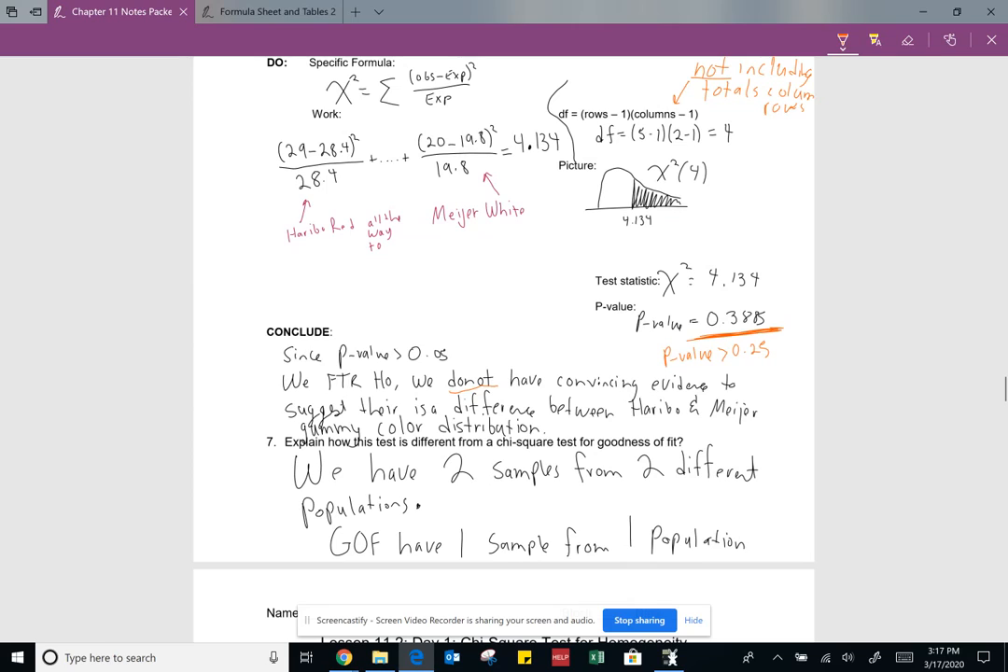And what is the difference between the chi-squared test for goodness of fit and homogeneity? Well, for the chi-squared test for homogeneity, which is what we did today, we have two samples from two different populations, whereas what we did last class was the goodness of fit, and we only had one sample from one population.